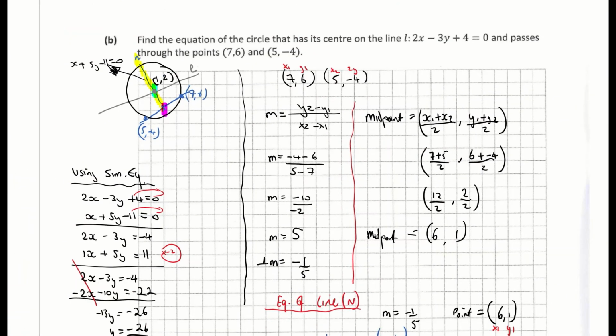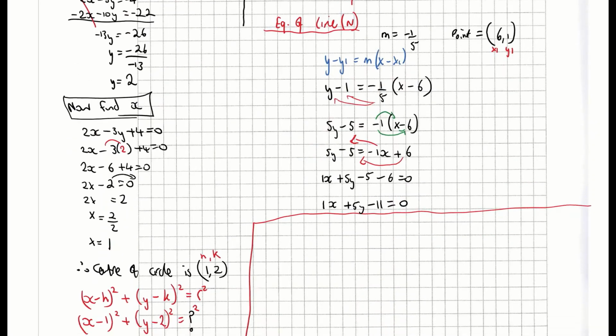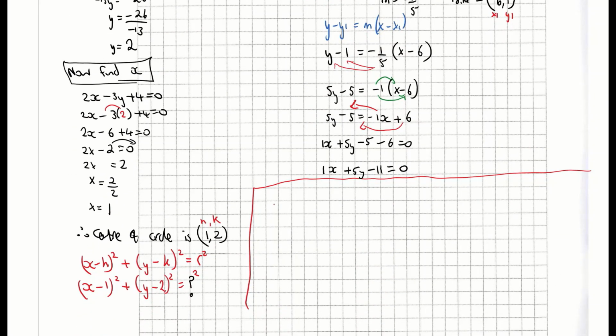If I'm looking at my picture here, the radius is basically the distance from the center of the circle out to one of those 2 points, either (5, minus 4) or (7, 6). It doesn't matter which one you find the distance to. So from my log tables, I'm going to use the distance formula: the square root of (x2 minus x1) all squared plus (y2 minus y1) all squared. So that's coming from my log tables.